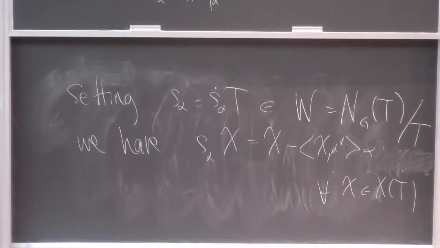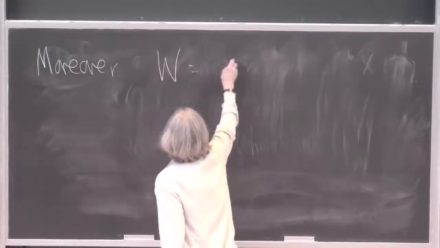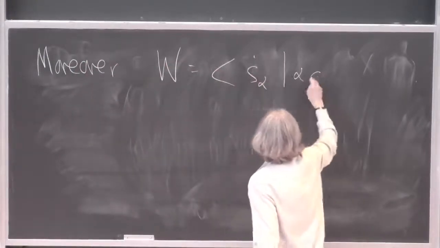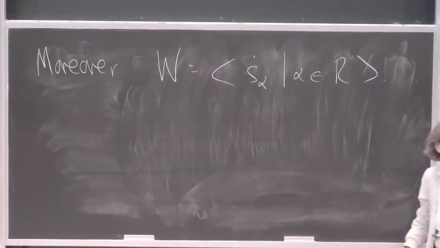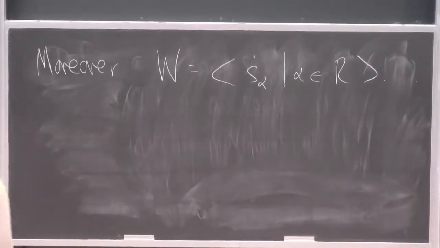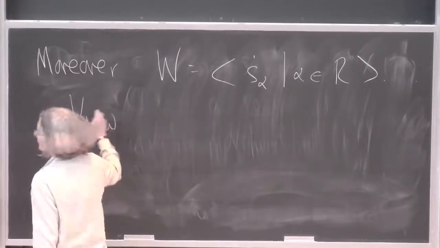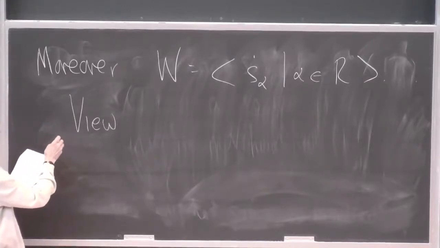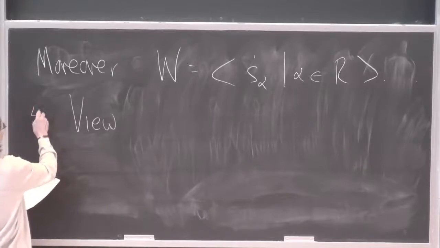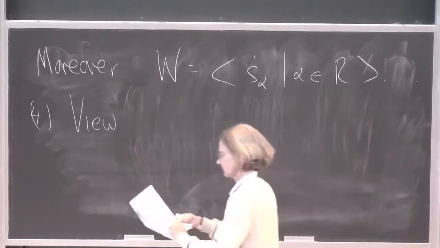Okay, so now, moreover, the Weyl group is actually generated by these S alpha dots, alpha in R. Okay, so I've got enough of them, right? So I'm going to view R now. Viewing R, I guess that was number 3. All of that was about the Weyl group. So this is number 4.